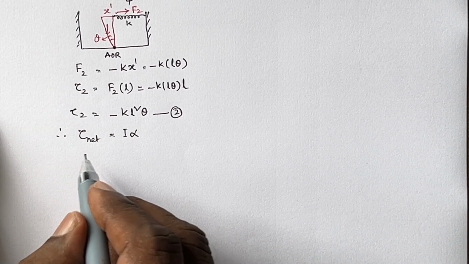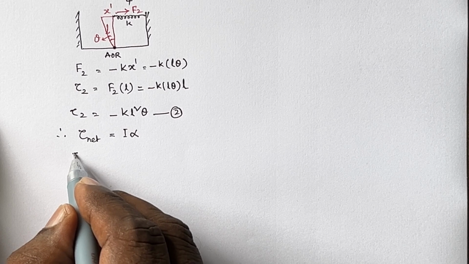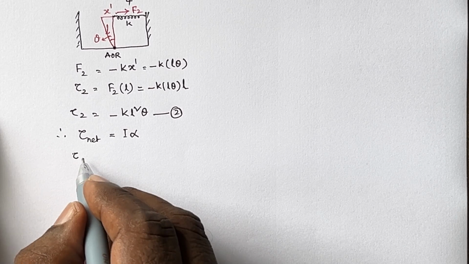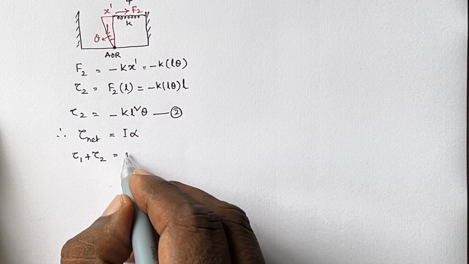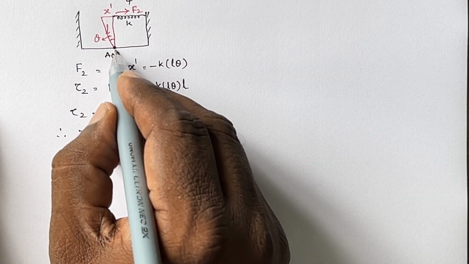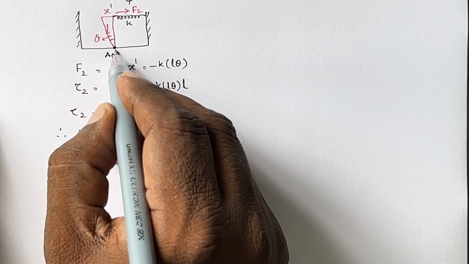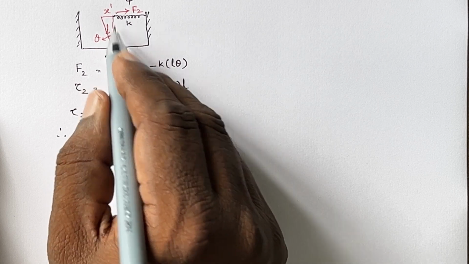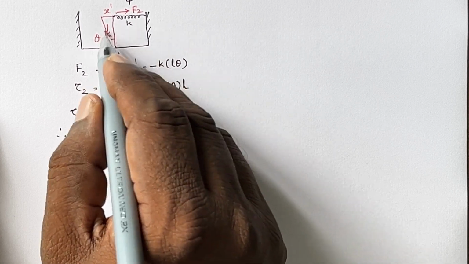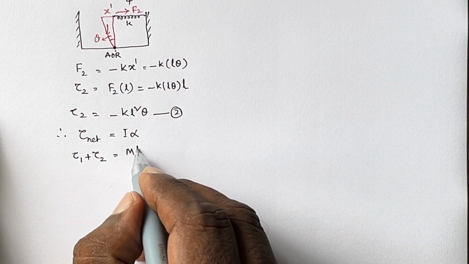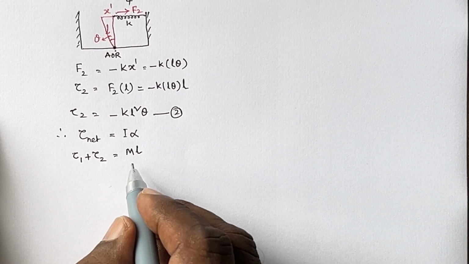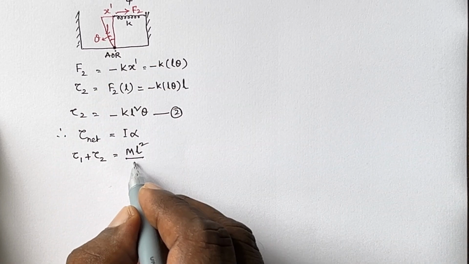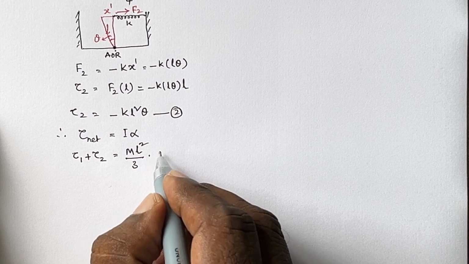So what is net tau? The torque due to the first spring plus the torque due to the second spring. This is hinged at the edge of a rod, so one end of the rod is oscillating. The formula is mL squared by 3 into alpha, where the length of the rod is L and the mass of the rod is m.